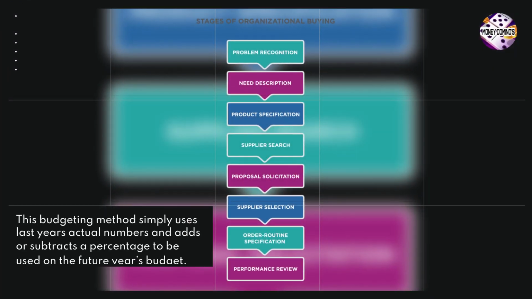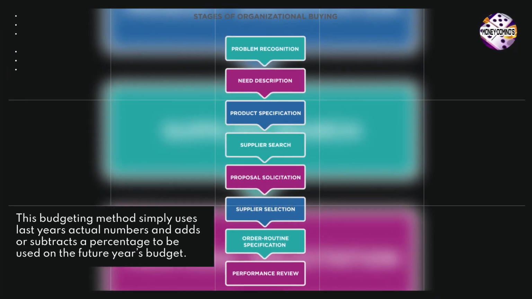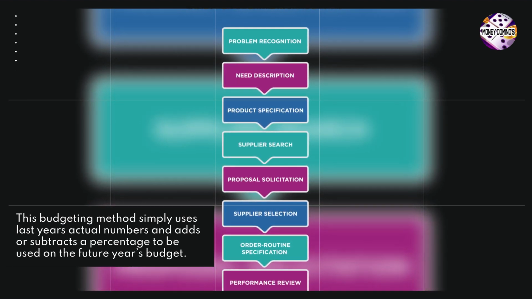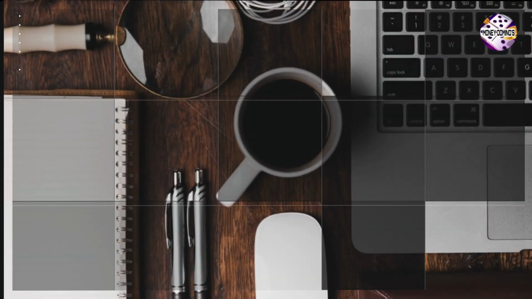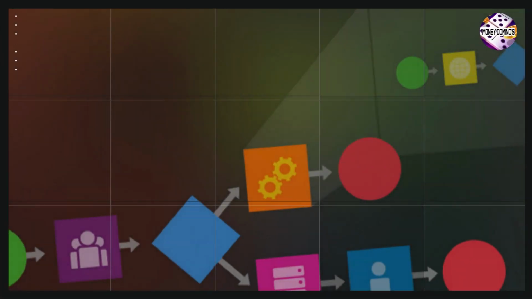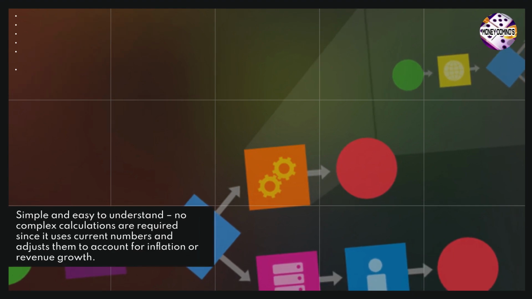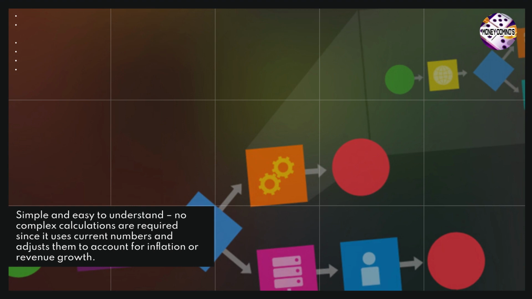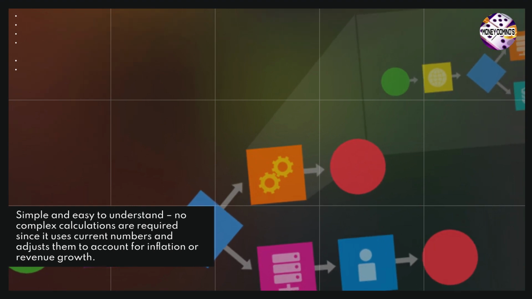This budgeting method simply uses last year's actual numbers and adds or subtracts a percentage to be used on the future year's budget. Pros of incremental budgeting method. Simple and easy to understand, no complex calculations are required since it uses current numbers and adjusts them to account for inflation or revenue growth.